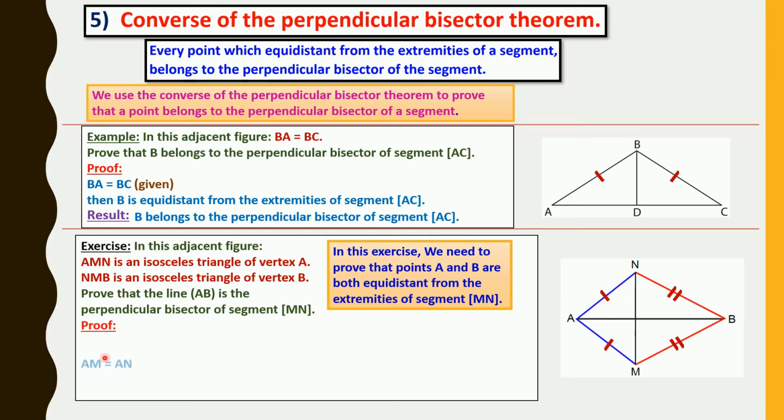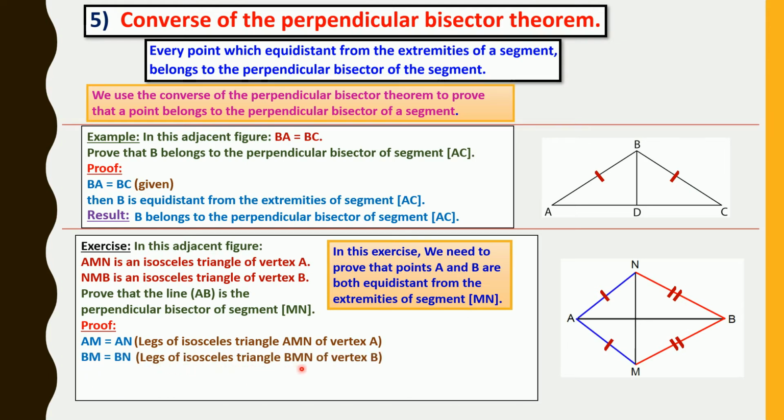So proof: AM equals AN. The reason here is that it's not a straightforward evidence, it's not given, we deduced it. They represent legs of isosceles triangle AMN of vertex A. BM equals BN, legs of isosceles triangle BMN of vertex B. Then A and B are equidistant from the extremities of segment MN.